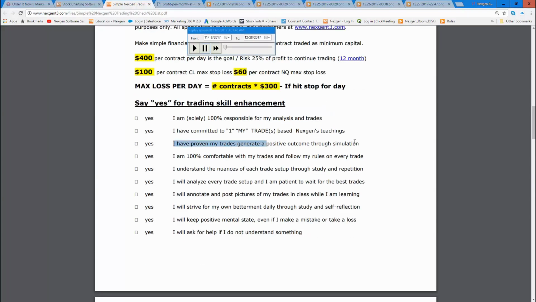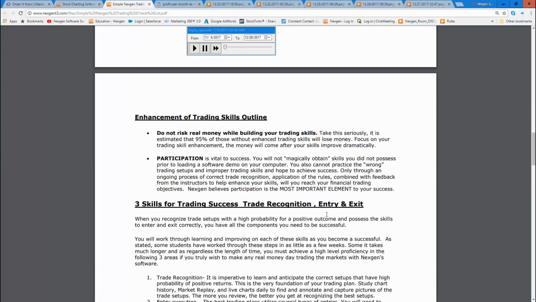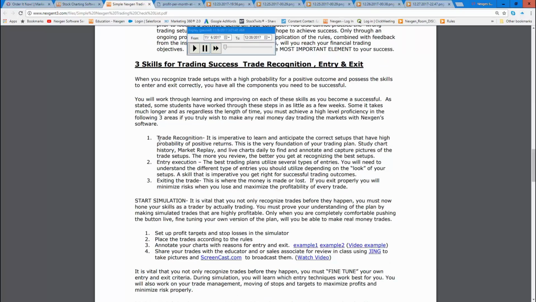You've proven that the trades win, that you've become 100% comfortable with the trades and you follow the rules on the trades. You understand the differences in the different types of trades and managements that you're going to do. Annotate and post your pictures of your trades in class when you're doing them live so we can talk about them live. And again, once you work through these 3 skills, and it takes a while to work through the process, your trade recognition will be right on, your entry execution will be handled by the automated system, and then the management of your trade will become very easy once you follow the rules. So again, if you have questions, let us know.